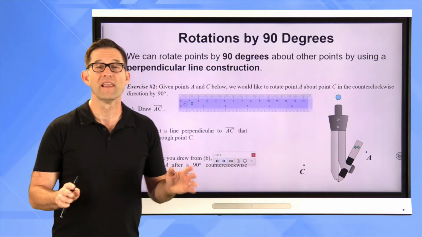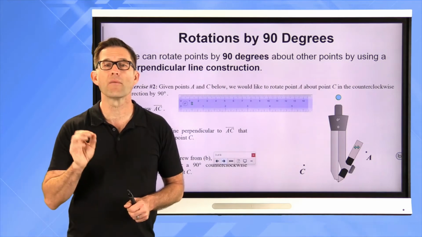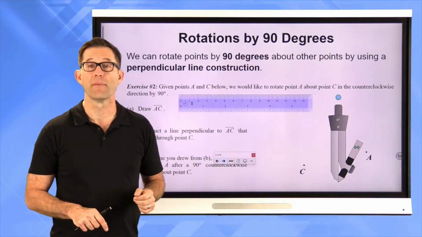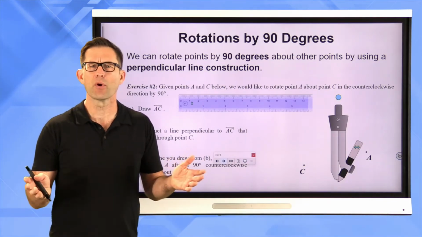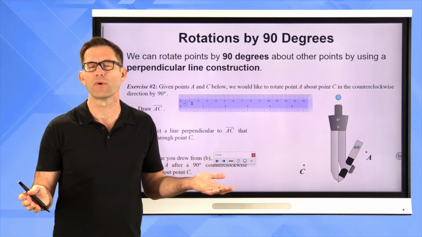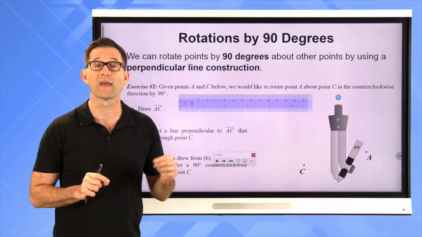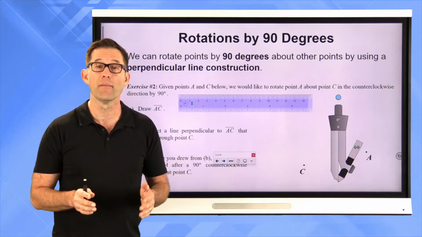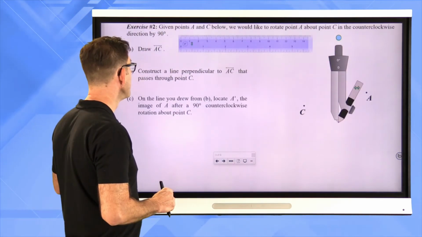All right. Let's now take a look at rotations by 90 degrees. These are more difficult. Now, we can rotate points by 90 degrees about other points by using a perpendicular line construction, right? Perpendicularity is all about 90-degree angles, and so we'll use one of our perpendicular line constructions to help us locate images of points after we've rotated them by 90 degrees. We just have to really pay attention to which direction.